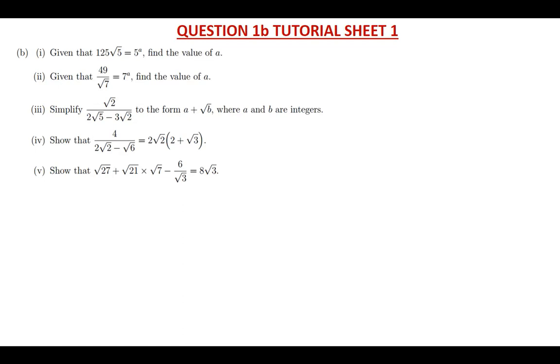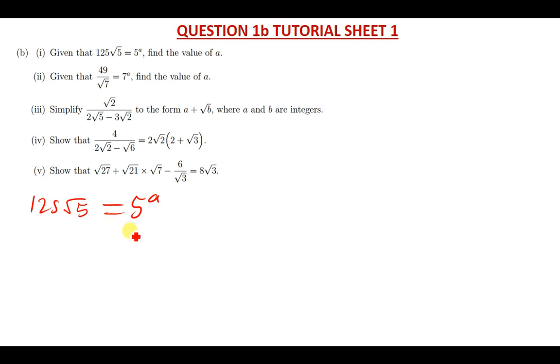So let's look at this question. This is question 1b in tutorial sheet 1. The first question is 125 root 5 is equal to 5^a. Sorry, this is 5. Let me just write it properly. Yeah, so it's equal to 5^a. The question is: find the value of a.